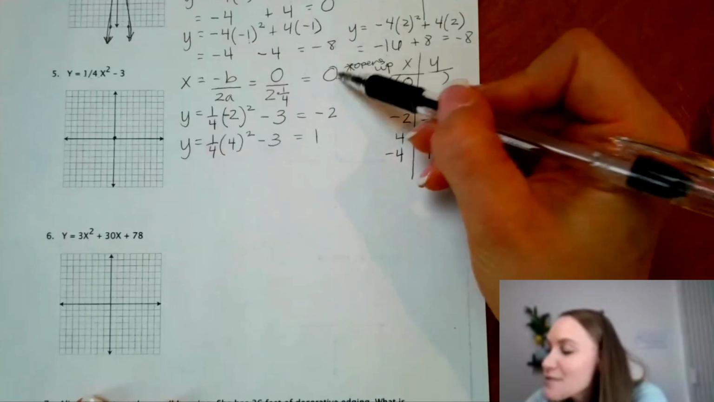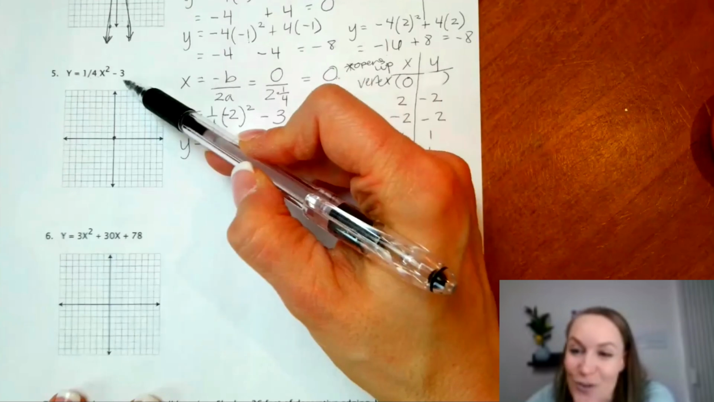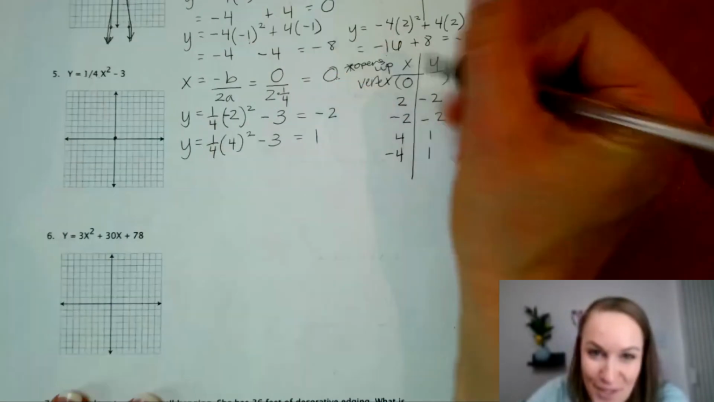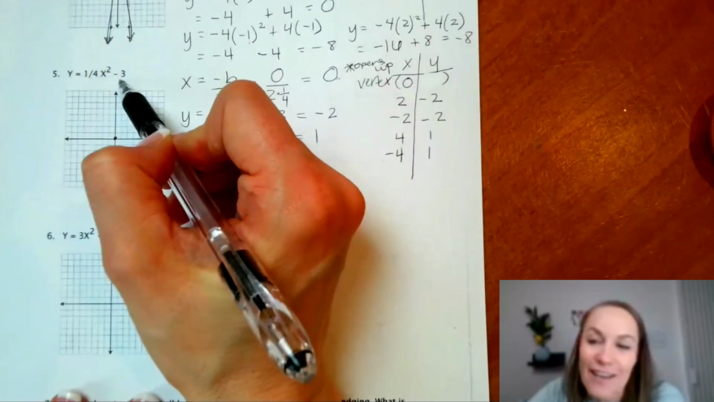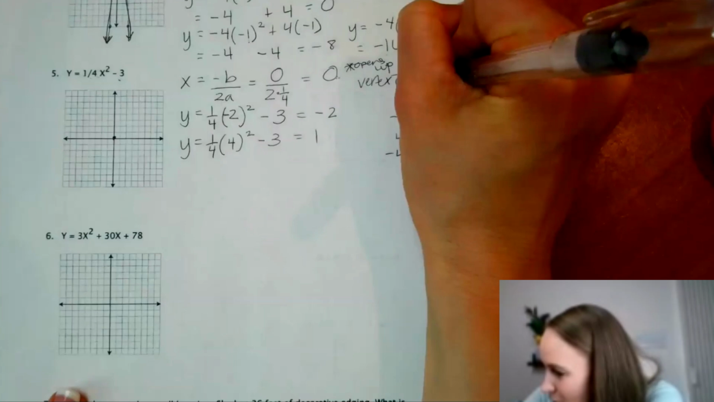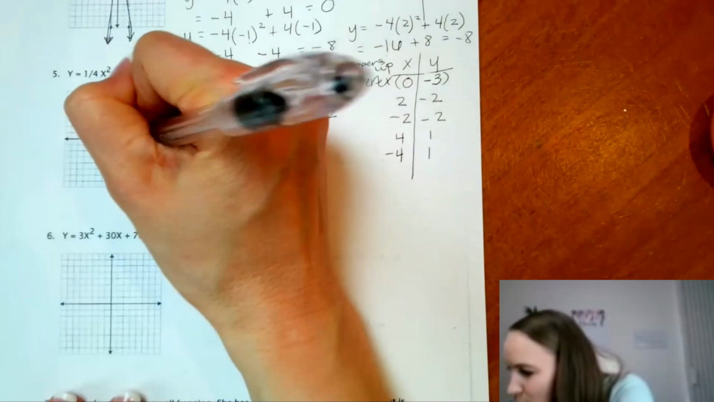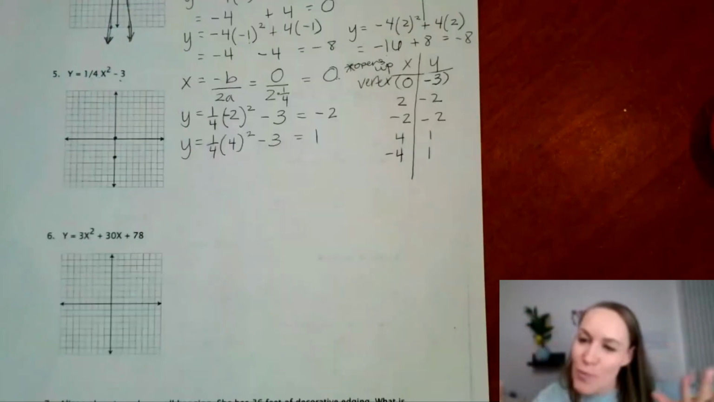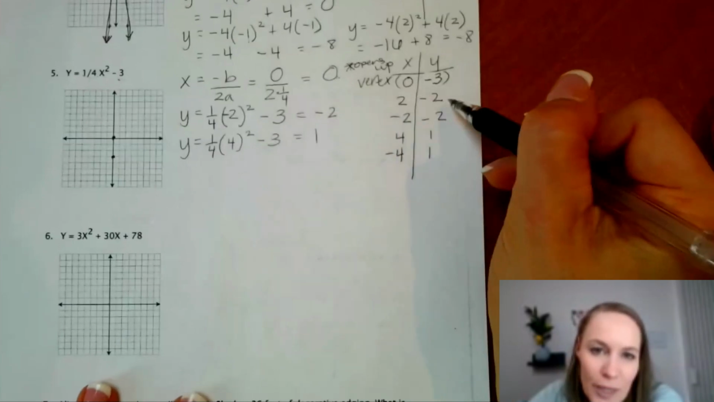So my x value of my vertex is 0, but it's shifting down 3. I hope you caught that. So if I plug in 0 for x, I get negative 3 for y. Okay, that is so much better. 1, 2, 3. That makes so much more sense. Now I can graph my other points.